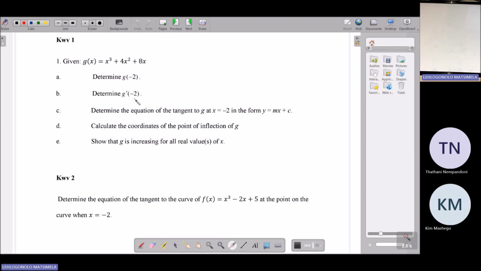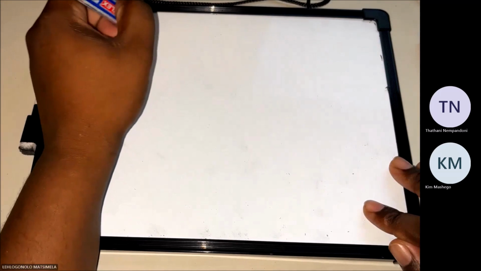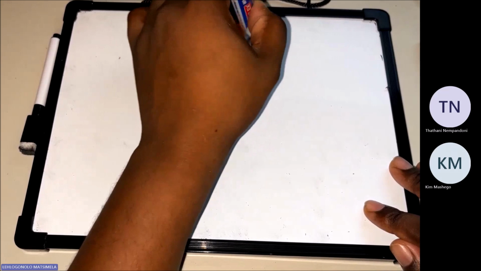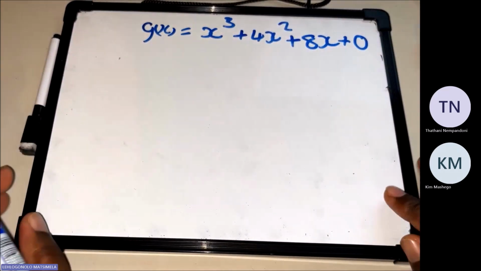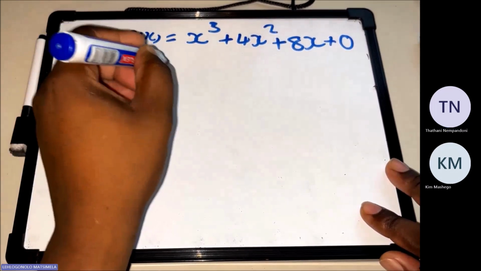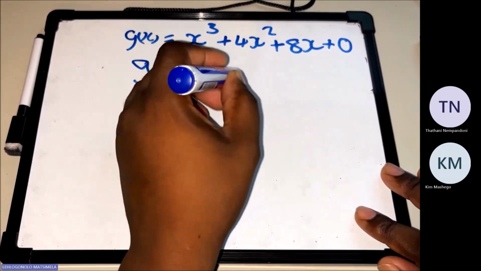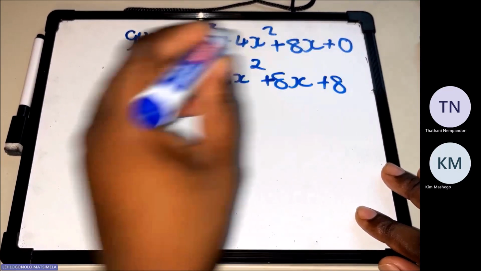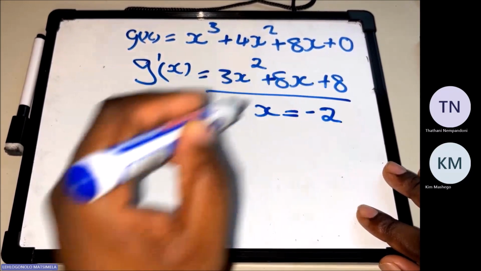We know that the original, g(x), is equal to x to the power of 3 plus 4x to the power of 2 plus 8x plus 0, but the 0 we can ignore because it's not there. Now they say the first derivative of this is going to be 3x to the power of 2 plus 8x plus 8. It means, Warren, on this derivative, x is equal to minus 2.